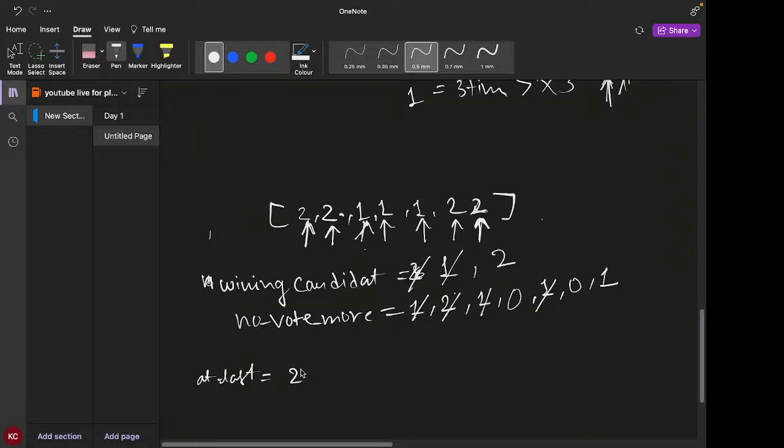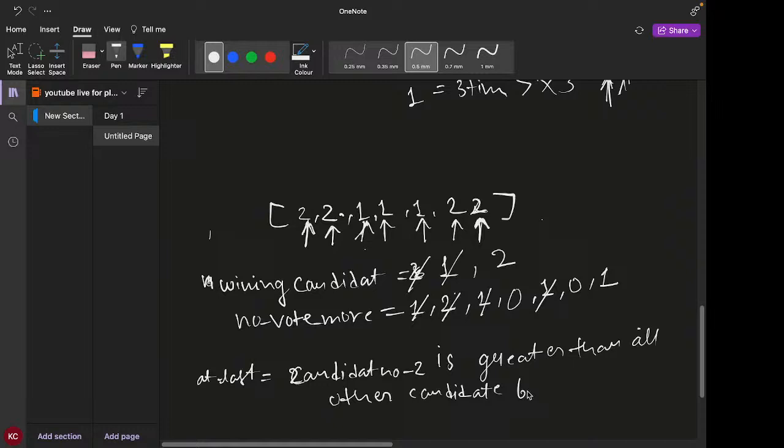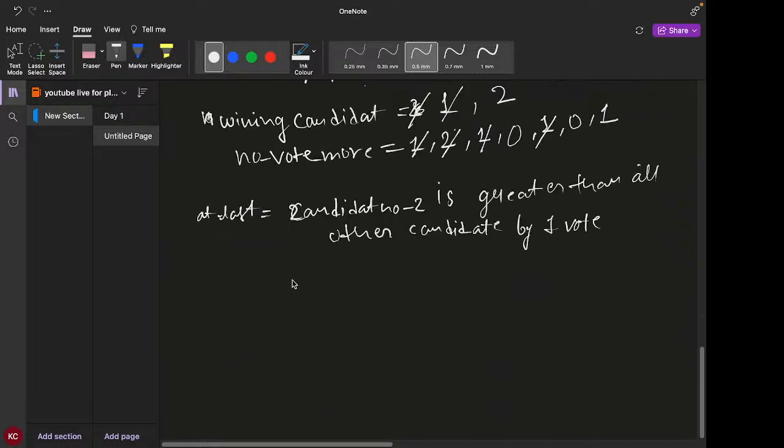candidate number 2 is greater than all other candidates by one vote. So 2 is in majority.